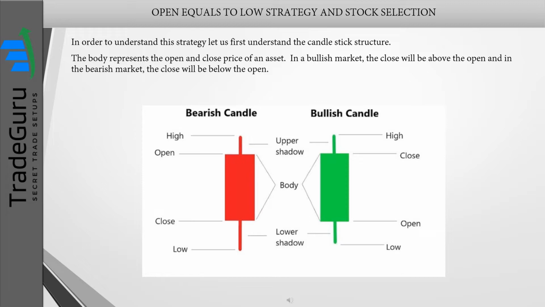The body represents the open and close price of an asset. In a bullish market, the close will be above the open, and in the bearish market, the close will be below the open.